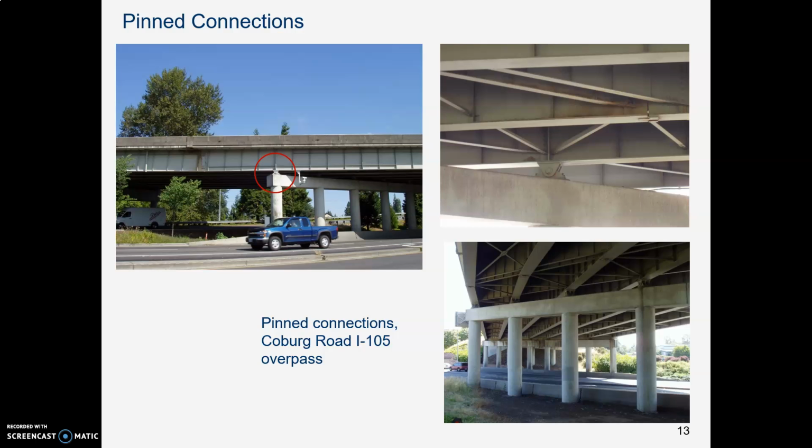Here's this same overpass on Coburg Road in Eugene, and right here, just so you can get oriented if you want to go look at these, right here is where you will see those pinned connections, and here I've zoomed in a little bit so you can see the shape of it. So on each of these welded steel beams on this overpass, one end has a rocker and one end is pinned. So when it gets hot in the summertime, one end of that beam is free to slide back and forth a little bit.